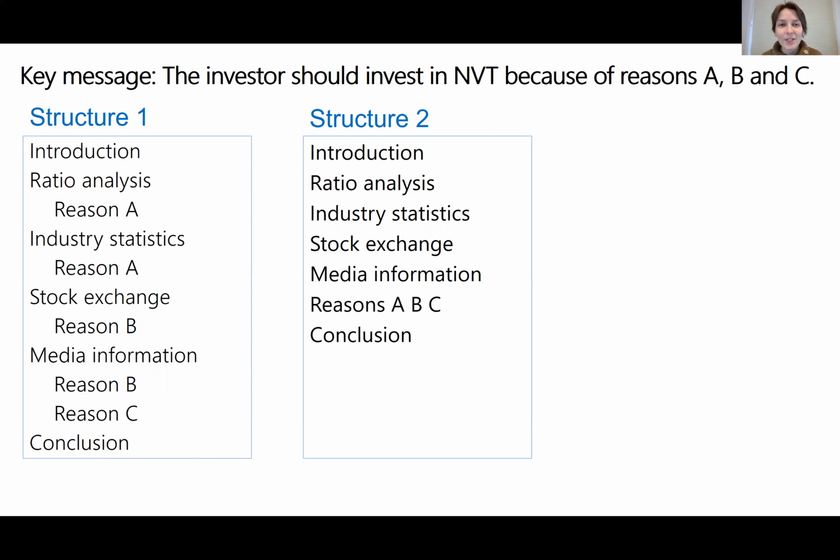It could be that each of the 4 parts of analysis comes up with those same reasons, and it could have gotten very repetitive if you keep on mentioning those same reasons all along the way. But a disadvantage of this could be that your reader gets confused. So your reader could be confused when they're reading the analysis sections, the ratio analysis, the industry statistics, and so on, because they might not understand how those lead you to the reasons A, B, and C.